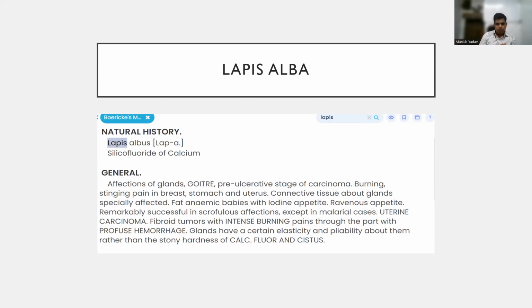Affections of glands. Mostly glands are affected. Goiter, pre-ulcerative stage of carcinoma. There's a lot of burning. You can see it in breast, stomach, and uterus. Connective tissue about the glands. Again, the gland comes in picture.